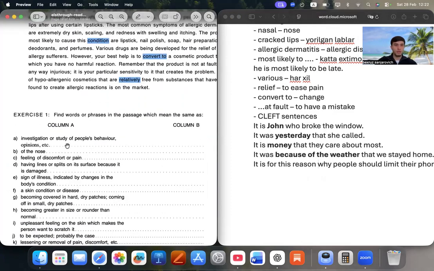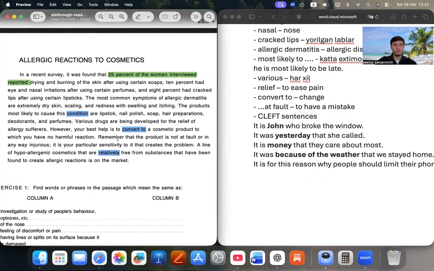Let's start with the revised column, allergic reactions to cosmetics. There was a recent survey in which about 25% of women were interviewed, and most of them had a lot of allergic reactions. Among them, using certain perfumes caused eye and nasal irritations, and 8% had cracked lips after using certain lipsticks.